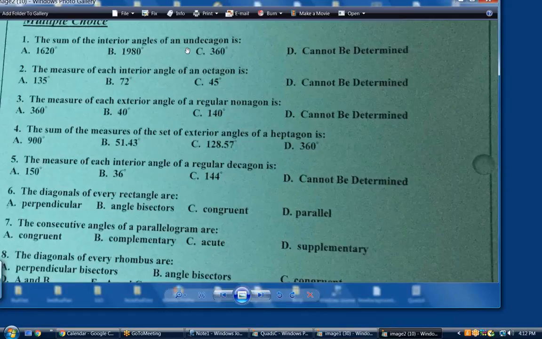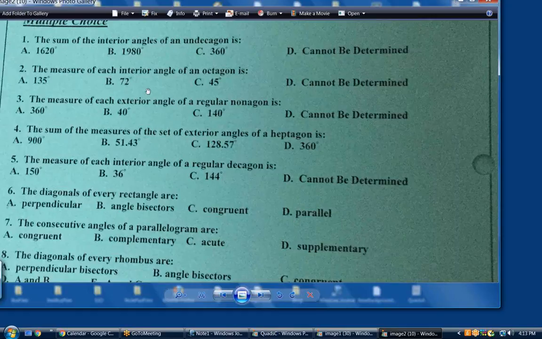So what's the sum of the interior angles? What's the formula for it? N minus 2 times 180. Okay. So 11 minus 2 times 180. 9 times 180. What is it? Yeah, it's 1620.